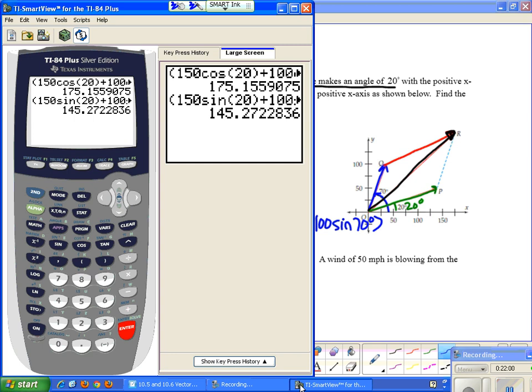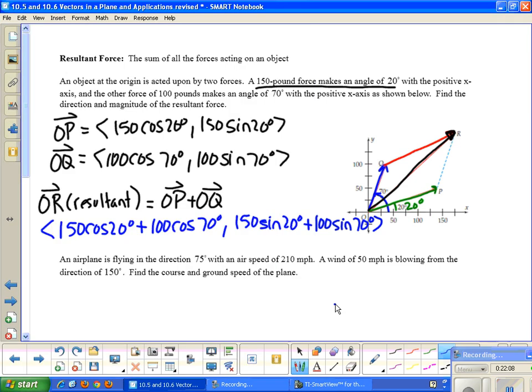So when I plug it in for the first x, or the horizontal component, I get 175.16. For the vertical component, 145.27. So that's what I'm going to put here. So I have 175.16, comma 145.27. I'm not done because the question says we want to find the direction and magnitude of the resultant force. So I have the components of the resultant force. Now I need to find the magnitude.